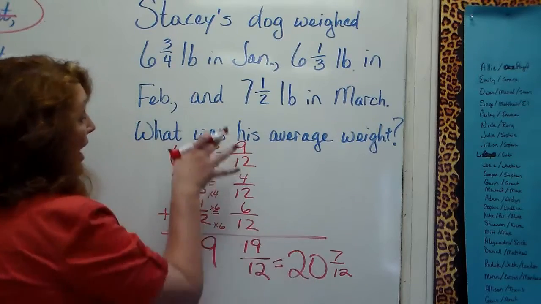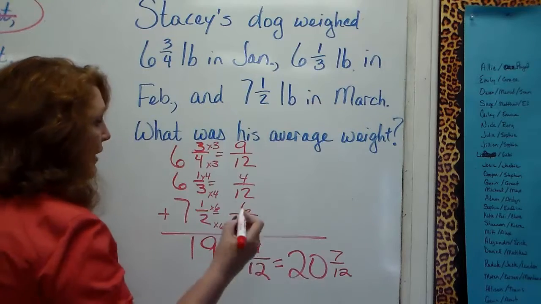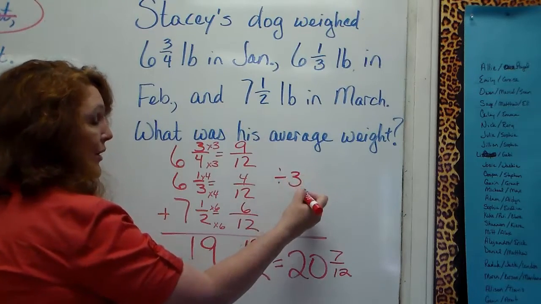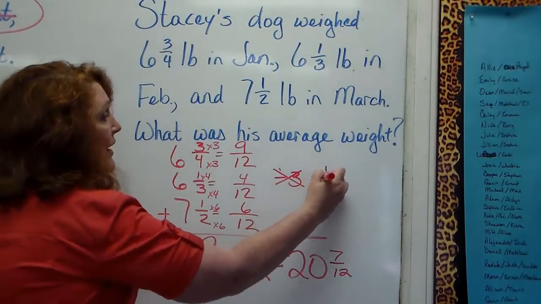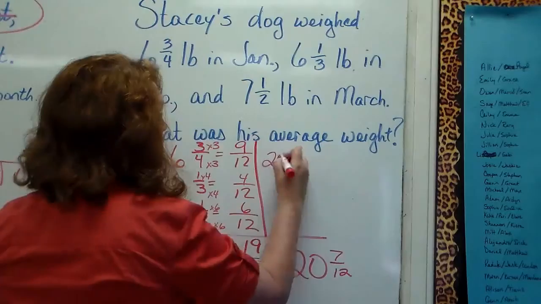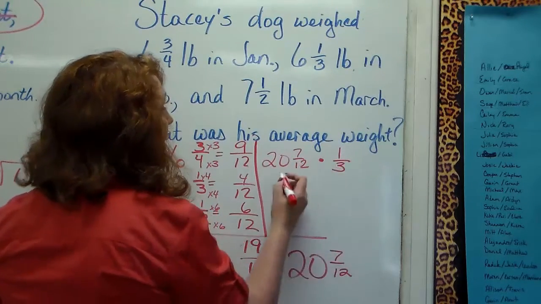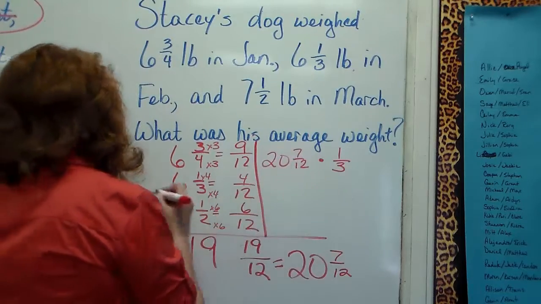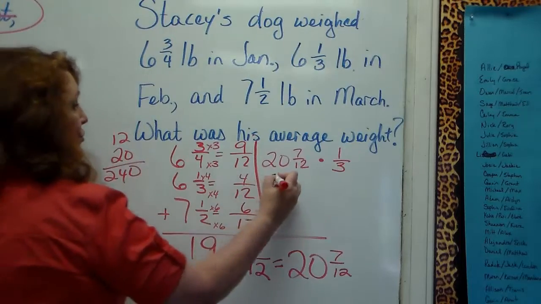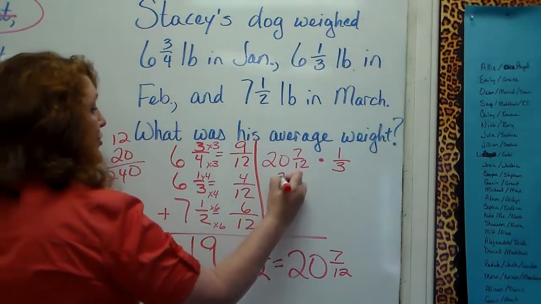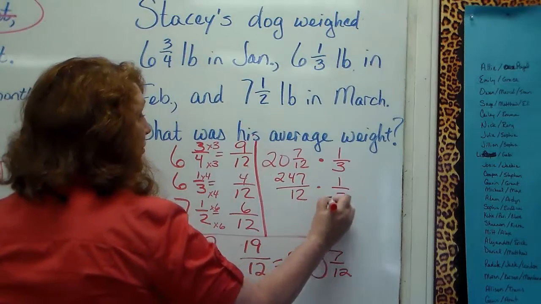So now I have added them together. Now I have to divide by 3. Well, if you're going to divide by 3, but you're working on fractions, you're actually going to flip it and multiply. So I have to multiply this by 1/3. 20 and 7 twelfths times 1/3. And I've got to do the circle thing. 20 times 12 is 240, plus 7 is 247 over 12 times 1/3.